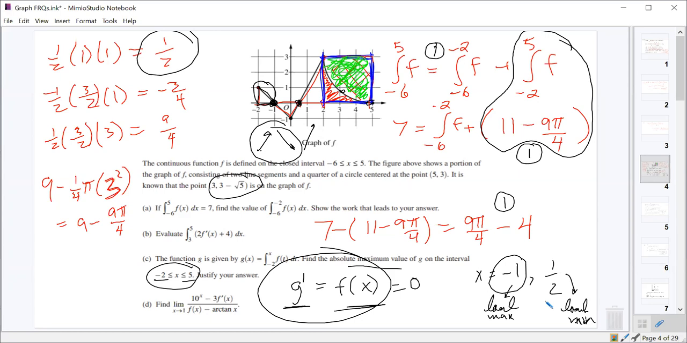In the scoring guidelines, they do not indicate that you need to have shown a value for 1/2, and they did not give a point for showing all the critical values. Their points specifically say G prime equals F, 1 point, identifies X equals -1 as a candidate, 1 point, and then answer with justification, 1 point. Now, their justification shows a chart with -2, 0, -1, 1/2, 1/2, -1/4, and then 5, 11 minus 9 pi over 4. So they showed the value at 1/2. So you either need to show the value at 1/2 or you need to indicate why you're not looking for that value because it's a local min.